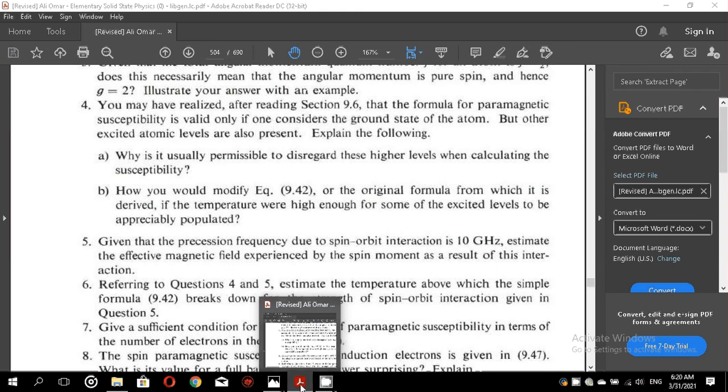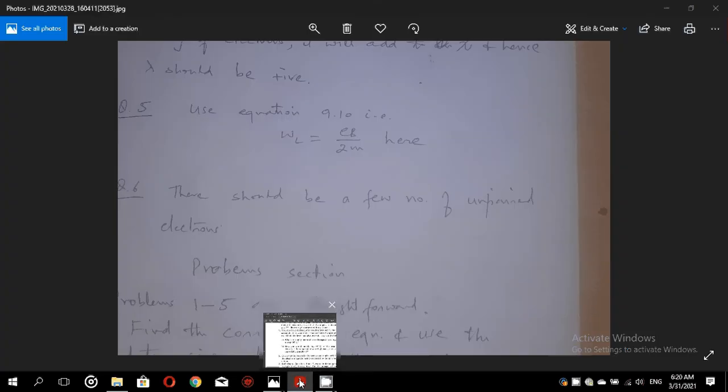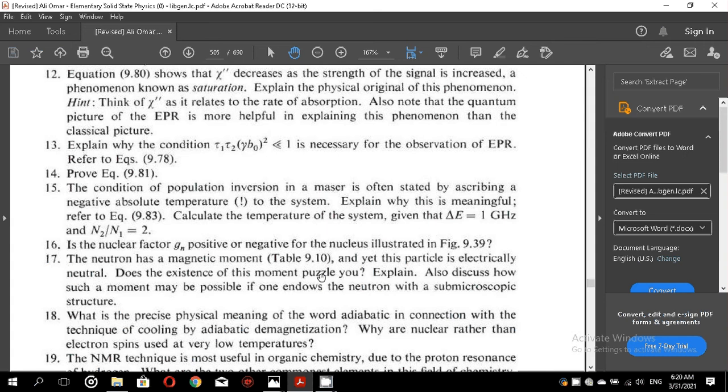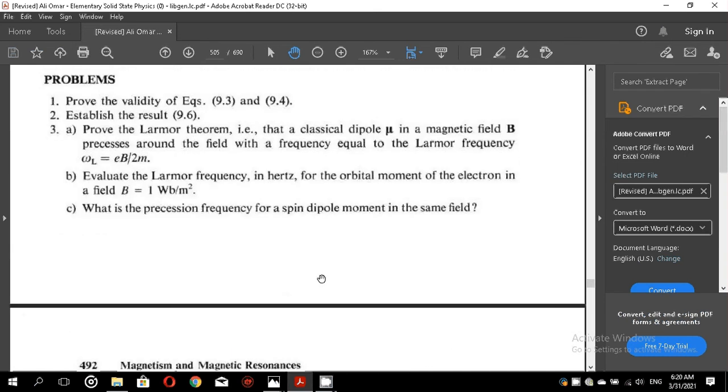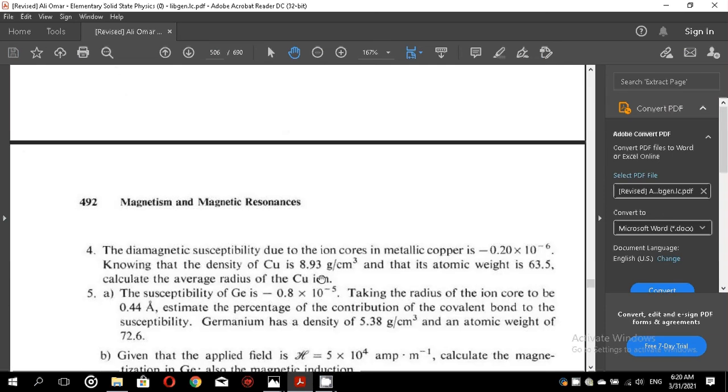Okay, now to the problem section. I would suggest that you go through problems number 1, 2, 3, 4 and 5. Now again you will have to find the formulae from the main text of this chapter to see which formula is to be applied to calculate what is being asked. So you will have to focus on the formalism and you will be able to solve these problems.